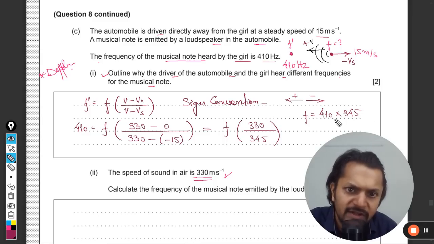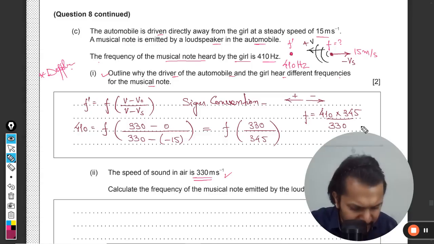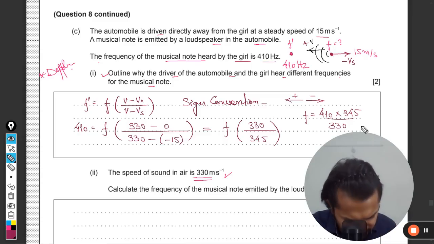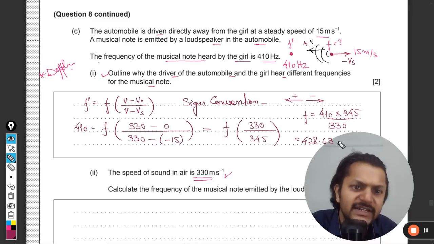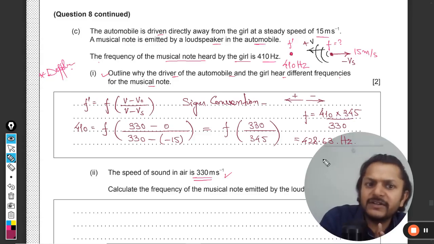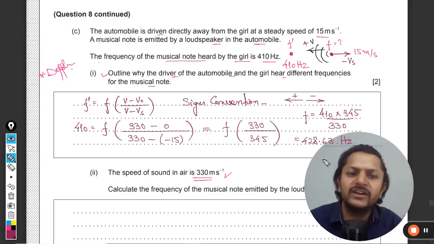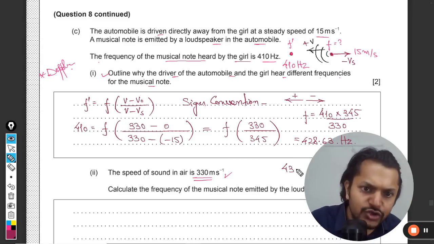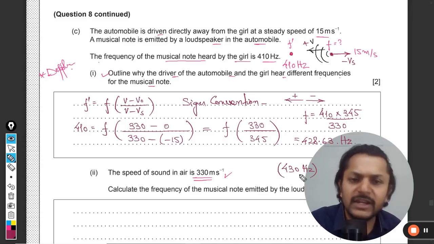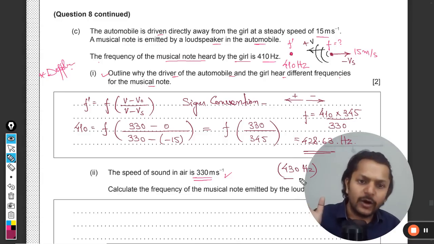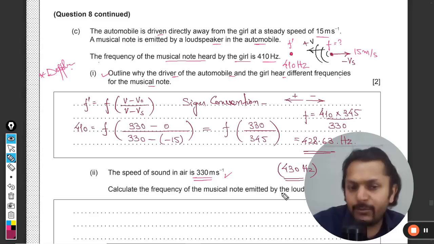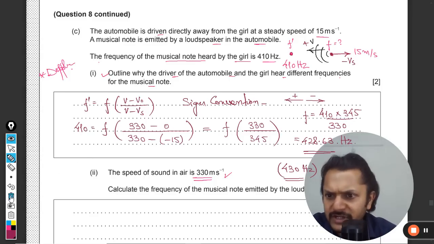410 times 345 divided by 330. So our answer is 428.63 hertz. Well, the answer is this, but if you want to reduce it to two significant figures, then the answer given should be 430 hertz. But let us see what the answer given by IB is. By calculator, the answer is 428. And now I don't know if they would be doing that kind of very high approximation or not. Let's see. 430.